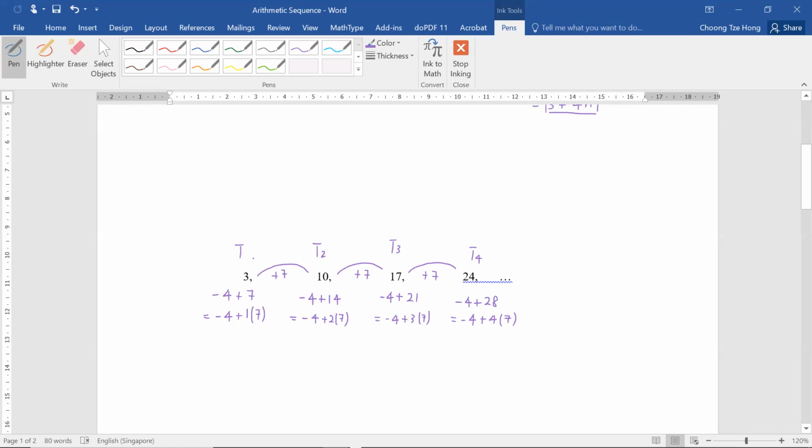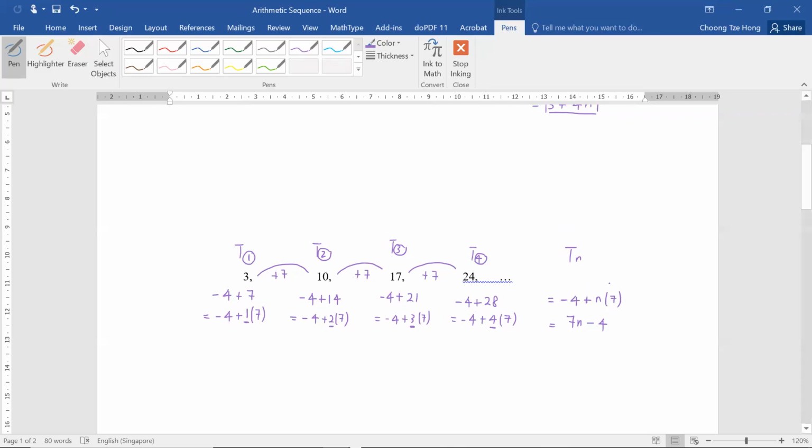Once again, we can notice that the term number is the same as the number here. The -4 and the 7 remain the same. So if they want you to find an expression for the nth term, it's just going to be -4 plus n times 7. If we rearrange it, it will be 7n minus 4. So this is how you come up with the expression for the nth term for number sequences with a common difference.